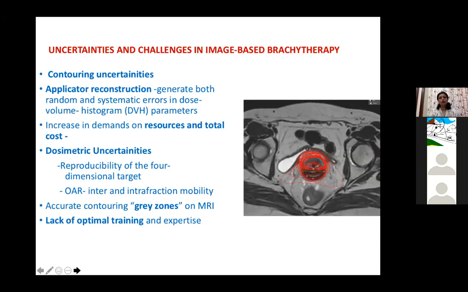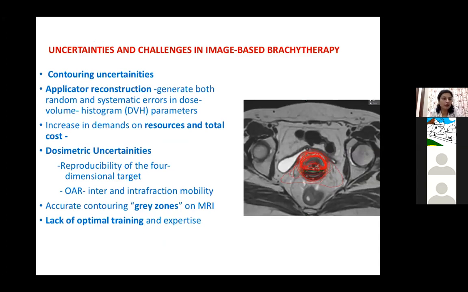So what are the uncertainties and challenges that we face in image-based brachytherapy? Like I said, contouring uncertainties, this is perhaps one of the major steps. So this is where we have to be right. And this is a slide from one of the GEC-ESTRO courses where you can see that there is so much discrepancy or variation in contouring the target or the HRCTV.